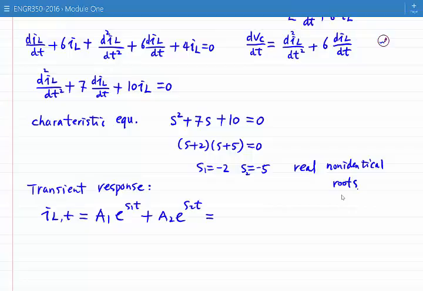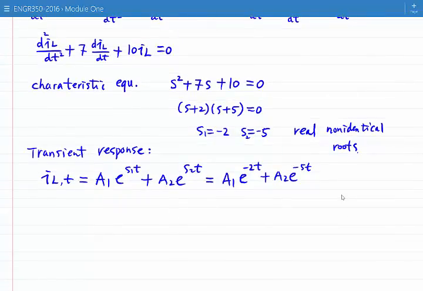So I can substitute S1 and S2 into the general solution form. So I have A1 times e^(-2t) plus A2 e^(-5t). So this is the transient response. This transient response will die out when time is sufficiently large.